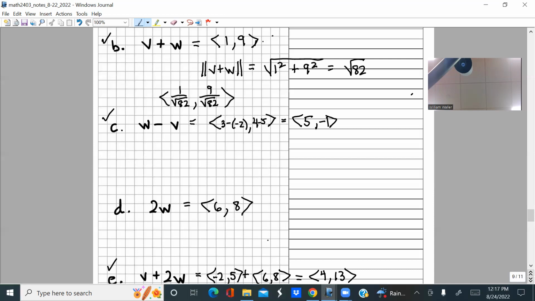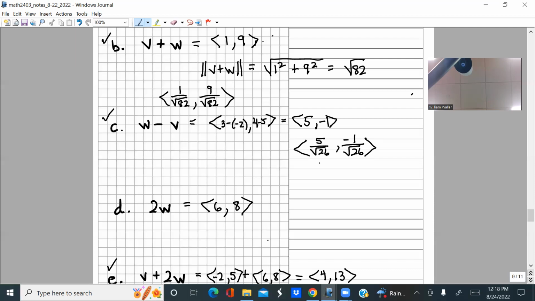So what does this unit vector for C look like? 5 over, what is it, square root of 26, and then minus 1 over square root of 26, because this original vector had magnitude square root of 26, right? So just divide those into each of the components, and there's your corresponding unit vector.